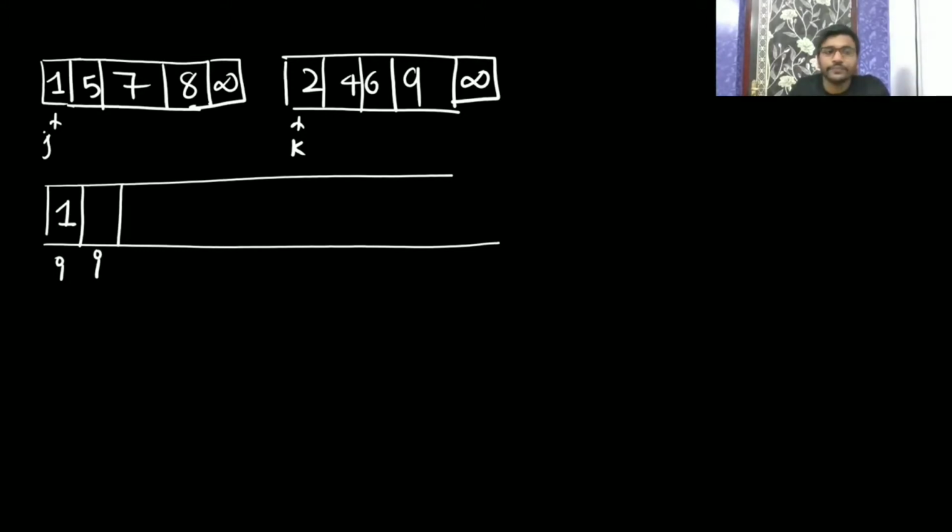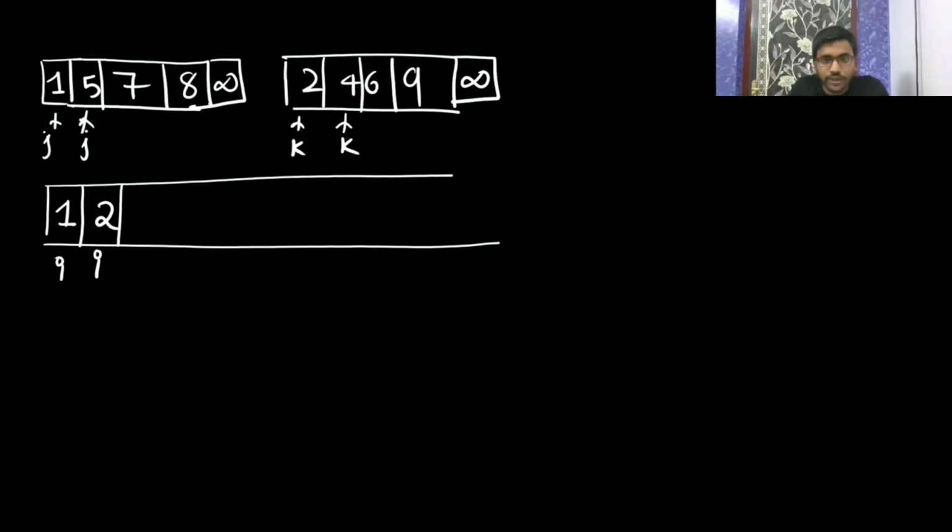Now since this element has been placed, j will increment to point here, but k will stay at this position only. Now I will compare the value at position k and the value at position j; the smallest one gets placed in the array. Between 2 and 5, 2 is smaller, so it is placed. Since this element is placed, the k pointer is incremented, but the 5 stays, meaning the j index stays as it is.